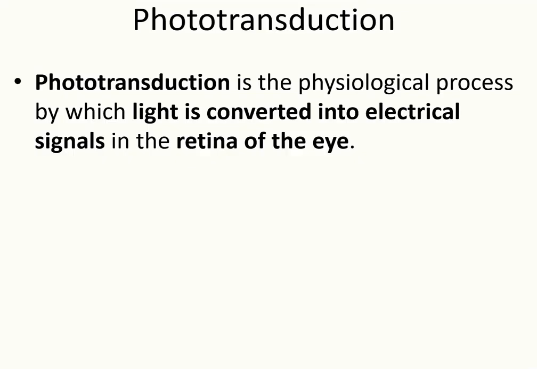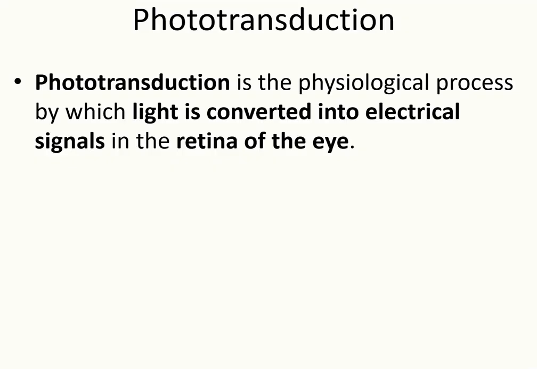The main function of receptors in any part of the body is to convert one form of energy into another form of energy. They are like transducers. For example, touch receptors convert mechanical energy into an electrical signal, that is your action potential in the neuron.